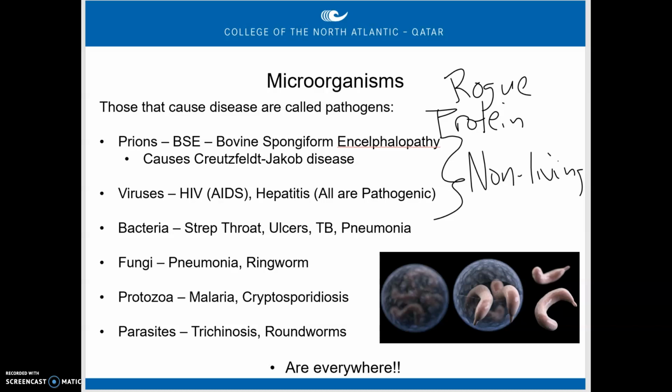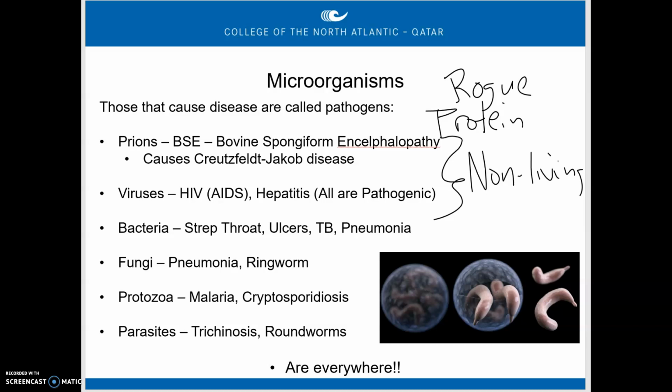Fungi can cause pneumonia if you're inhaling the spores over a long period of time. If you're in a building, for example, that has a lot of fungi, it can be quite detrimental to your health. You can also have fungi that cause ringworm, which is a skin infection. Protozoa are a very, very important group of organisms in terms of being parasites to humans. So things like malaria, cryptosporidiosis, giardiasis, African sleeping sickness. There's a lot of different protists that cause illness in humans.